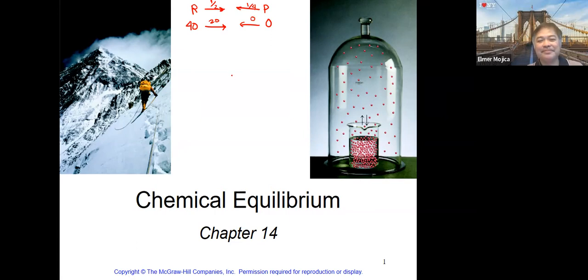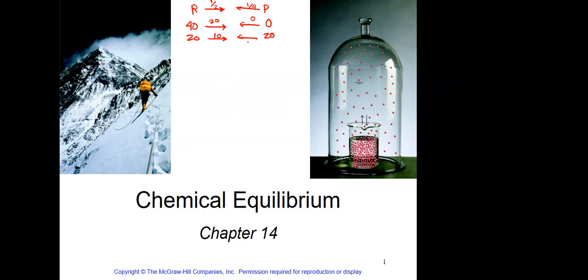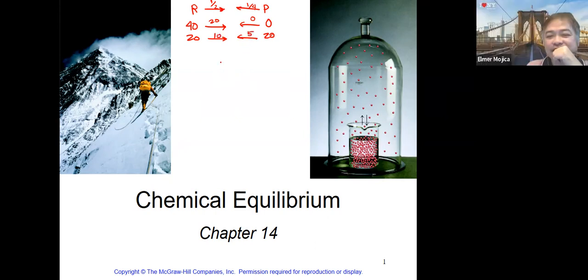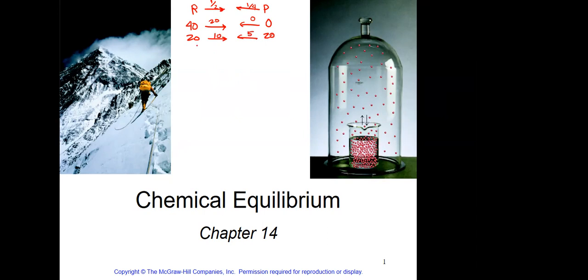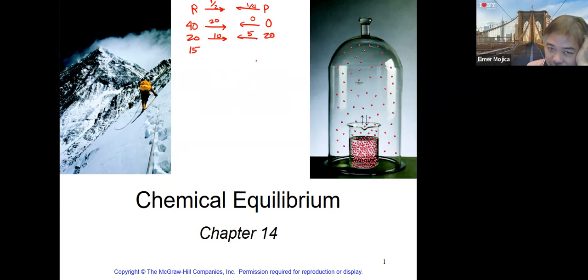So after the exchange, you have 20 here, you have 20 here, and then you continue the exchange. 1/2 of 20 is 10, and 1/4 of 20 is 5. So you lose 10, you gain 5, you have 15. You lose 5, you gain 10, you get 25.